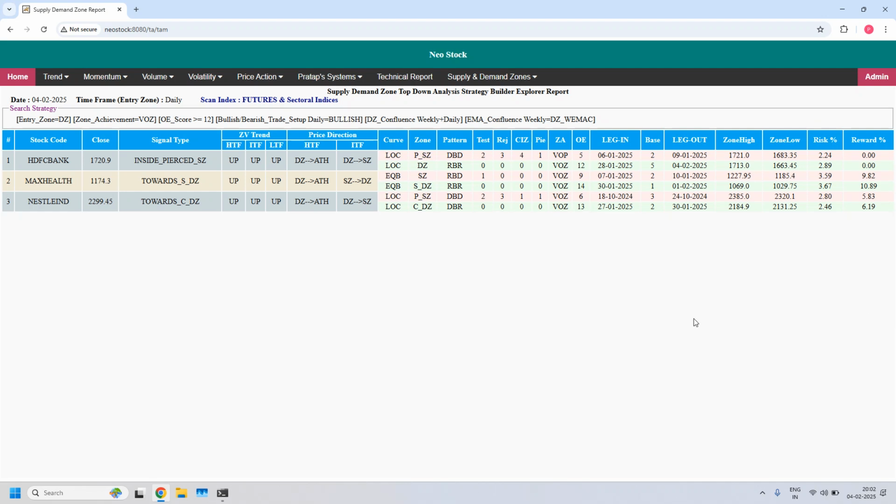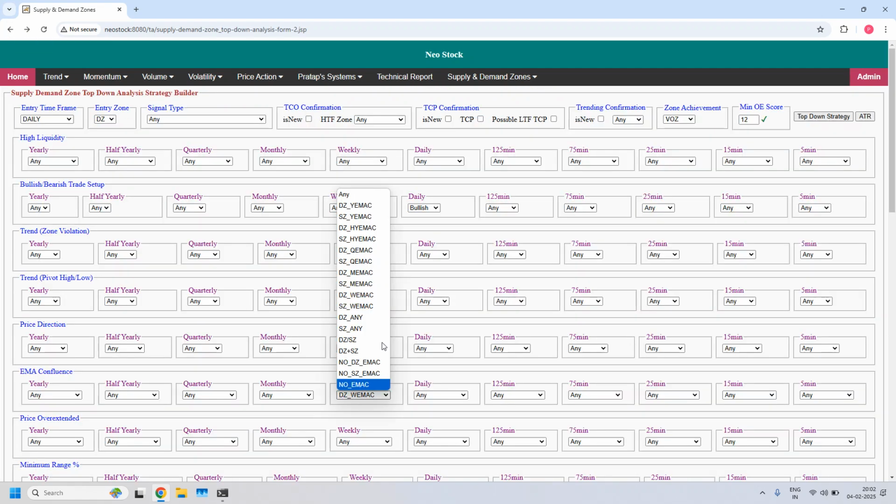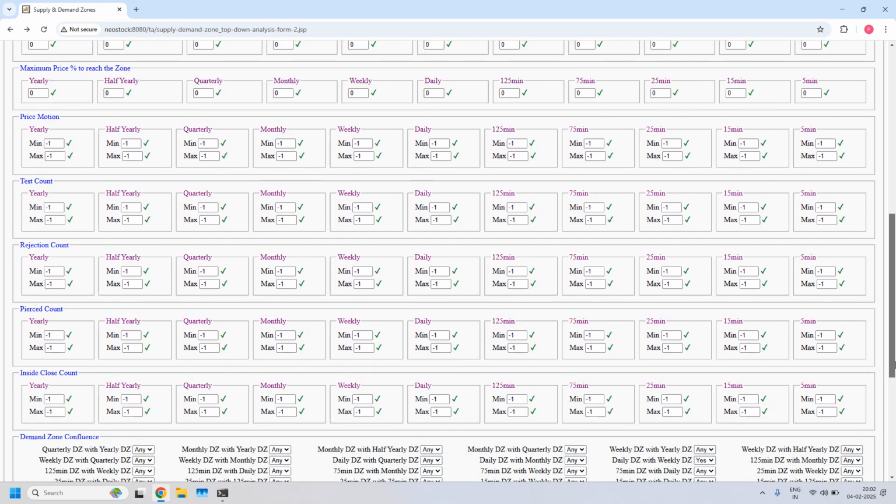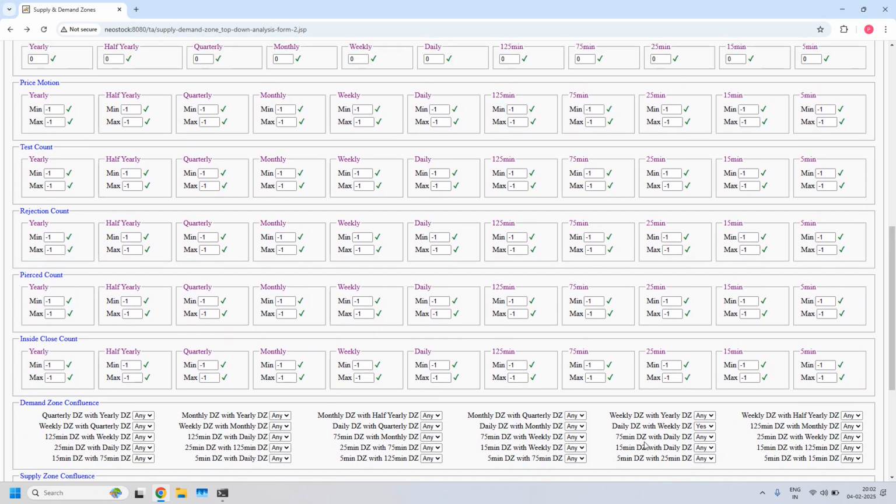Okay. This is based on LTF and ITF zone confluence and ITF EMA confluence. Next, let us look for HTF specific, LTF, ITF and HTF. Removing the EMA filter, in the demand zone confluence, I should set 3 filters. First filter is already enabled, that is daily and weekly. Second filter, daily demand zone with monthly demand zone confluence. Third filter, weekly demand zone with monthly demand zone confluence.